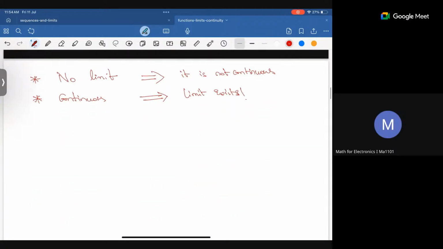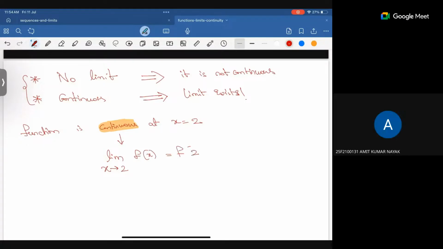Okay. So this is very important because sometimes in questions, we'll just say the function is continuous at x is equal to 2. So if we say continuous, what does it mean? It means that this condition is satisfied: limit x tends to 2, f of x is equal to f of 2. And not only that, the limit as x tends to 2, f of x exists.